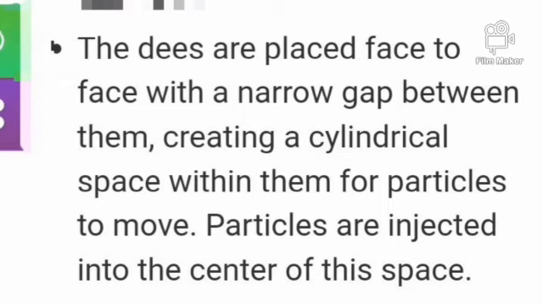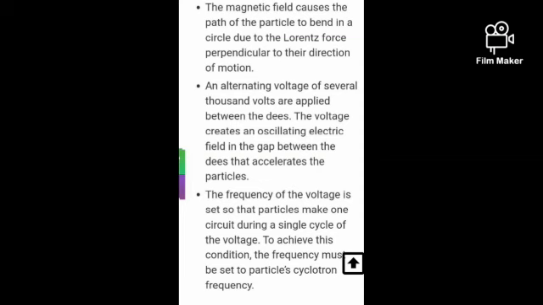Particles are injected into the center of this space. We will inject the particle in this space, then we are going to apply the electric field as well as the magnetic field. We will see it in the next one. The magnetic field causes the path of the particle to bend in a circle due to a Lorentz force perpendicular to their direction of motion. The Lorentz force, simply, is the magnetic force. Then after that, an alternating voltage of several thousand volts is applied between the Ds.